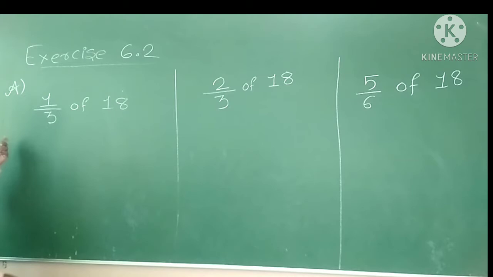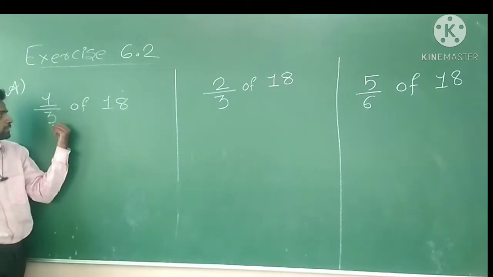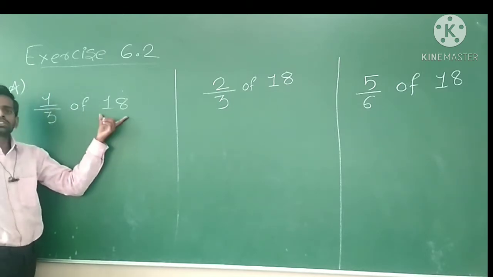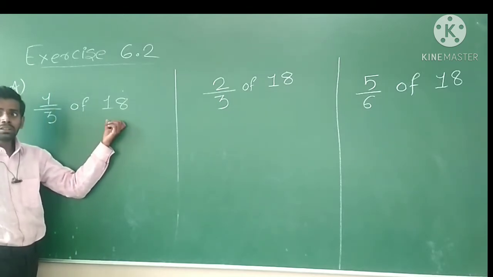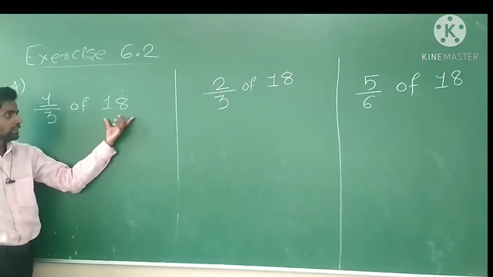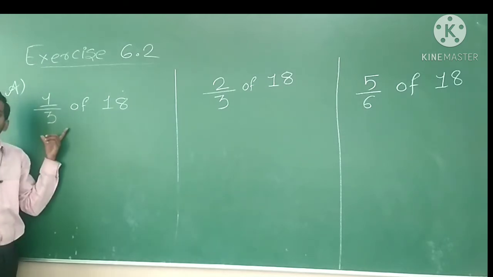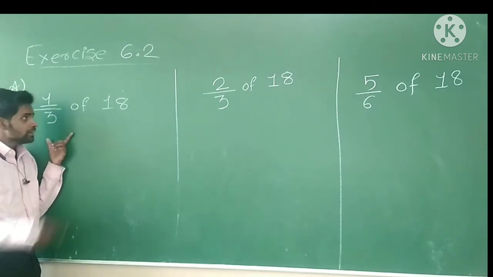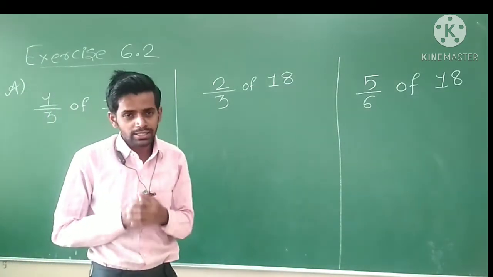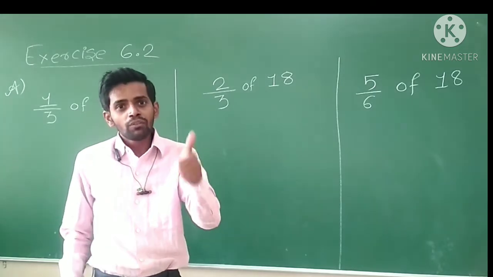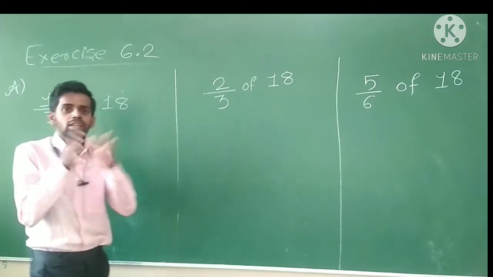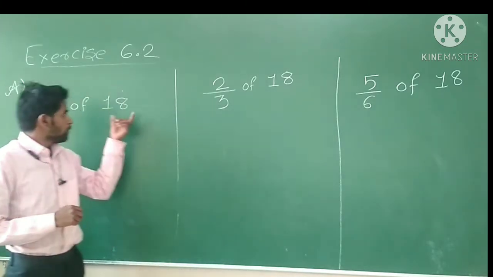Okay, that is question number 1, and question number 1 has 1 upon 3 of 18. We have to find the fractions of a collection. Here the collection is 18. Okay, what is the collection? Collection is 18 and we have to find the 1/3 part of 18. So this is a denominator, and what is denominator? Denominator is 3 and denominator is telling about the total number of parts in one whole. So we have to create three equal parts of 18. Okay, what we have to do?